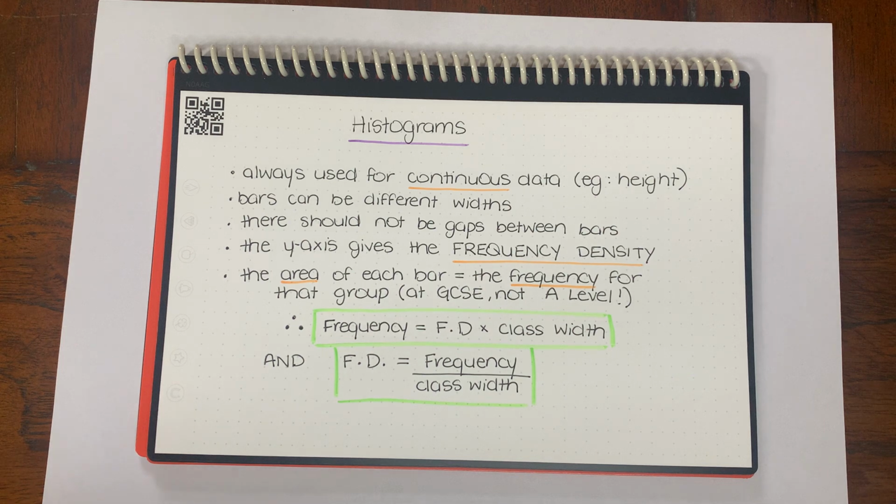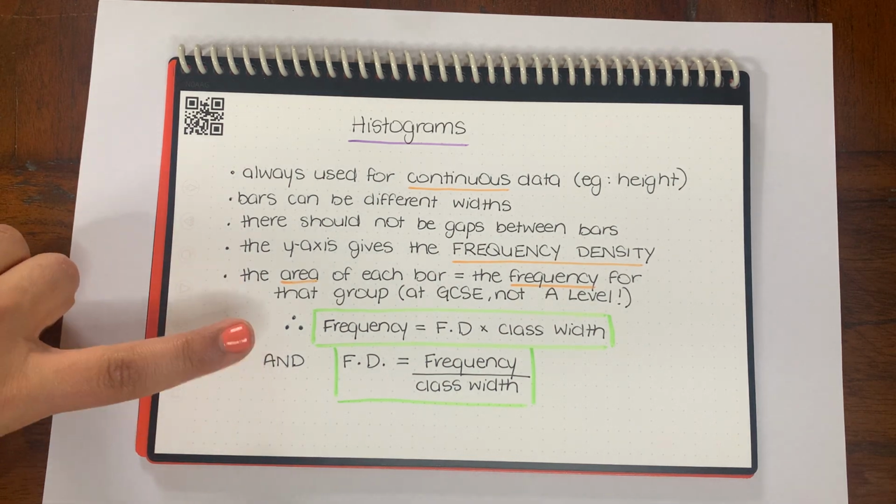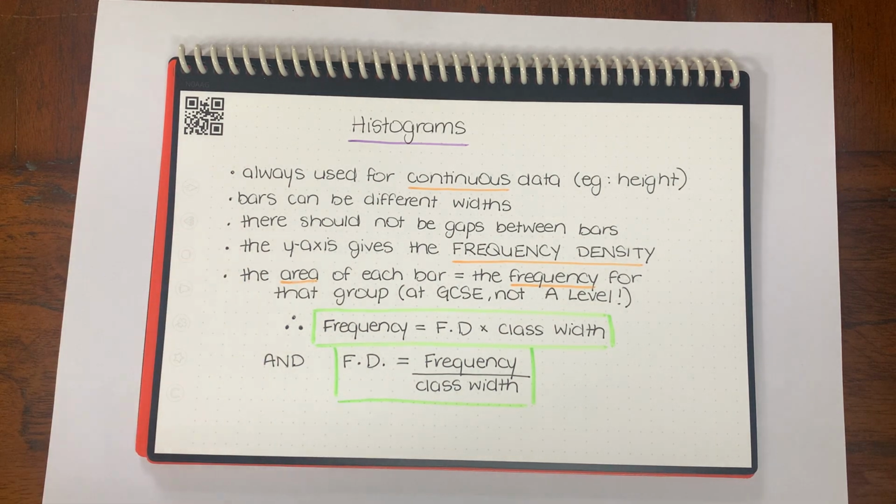And then the area of each bar is equal to the frequency of that group, but that's only true at GCSE. At A level, it does get a little bit more complicated than that, but we'll not worry about that today. So you've got two formulae that come from this fact, and it's worth memorizing either one or both. If you only memorize one, you can get the other one by rearranging it.